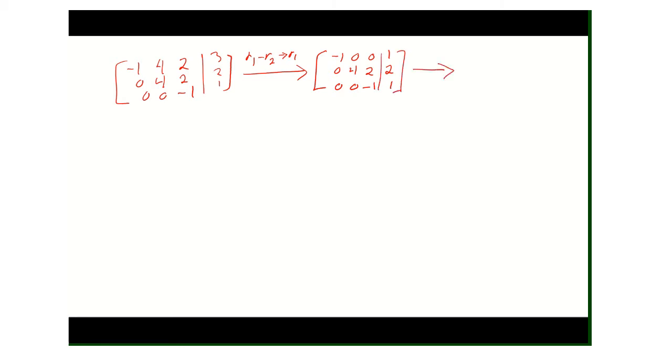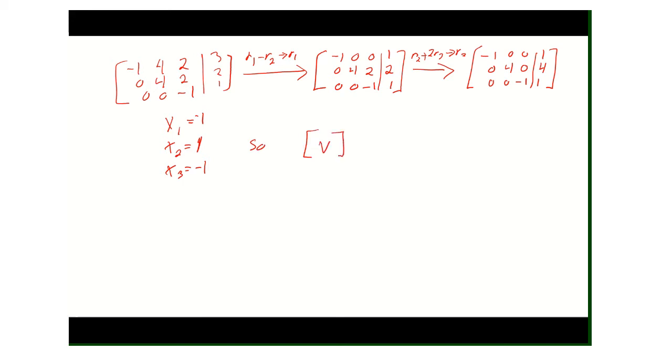And if I keep going, row 2 plus 2 row 3 is the new row 2: 0, 4, 0, 4, 0, 0, negative 1, 1. And finally from this, I can get that x1 equals negative 1, x2 equals 1, and x3 equals negative 1. So the coordinates of that vector in relation to my new basis is equal to (negative 1, 1, 1).